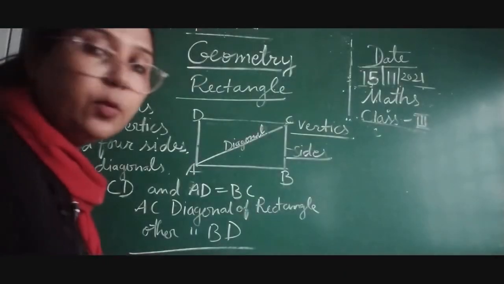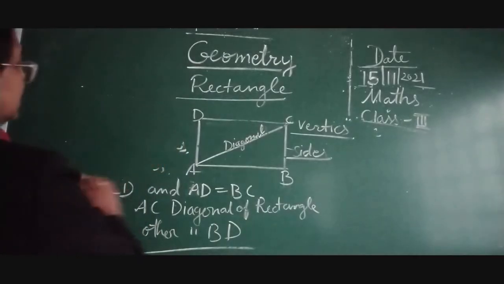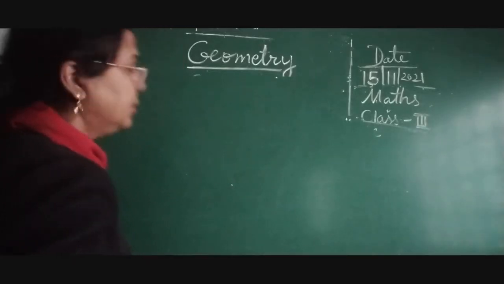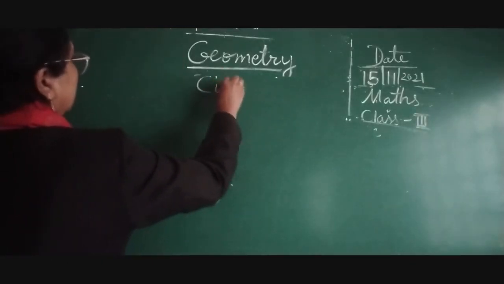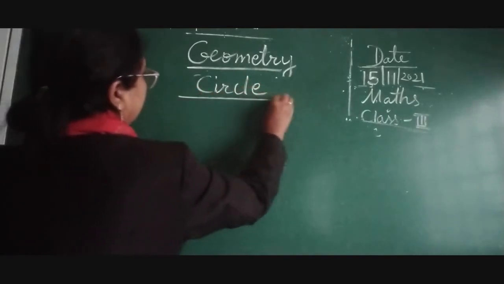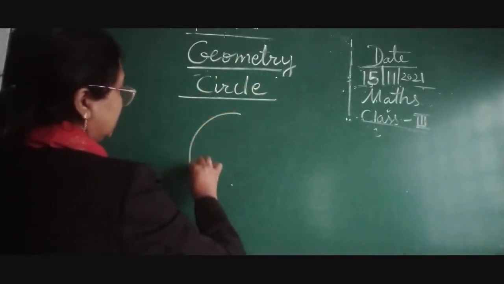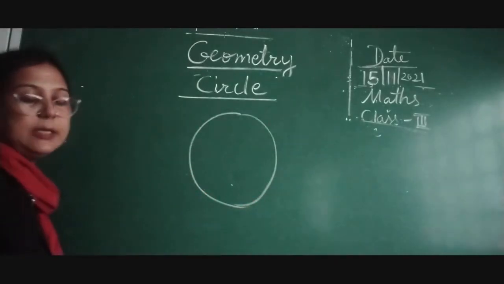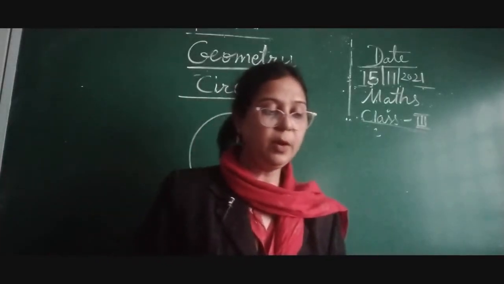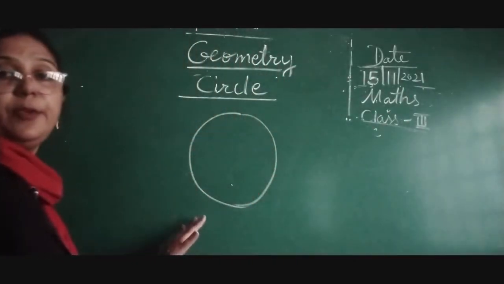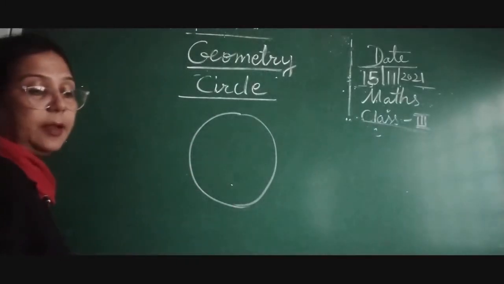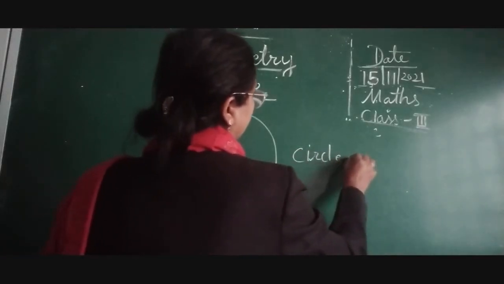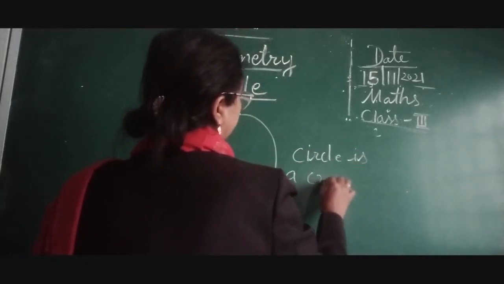Now children, after that we are going to discuss about our next shape, that is circle. Okay children, now here this is circle and this is, you can say, a curve shape. So this figure represents circle, and here circle is a curved.